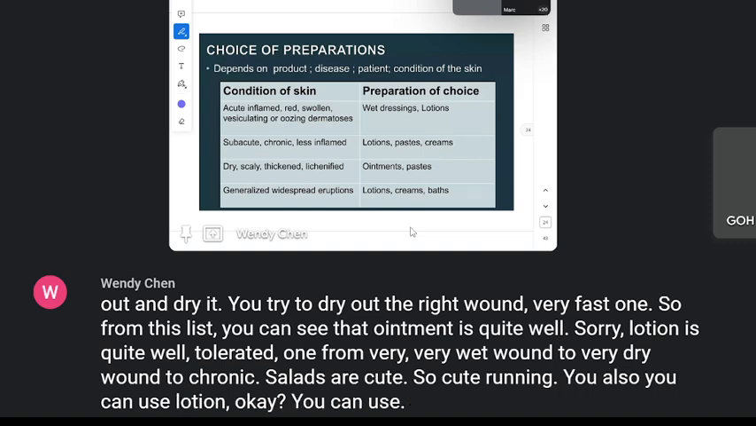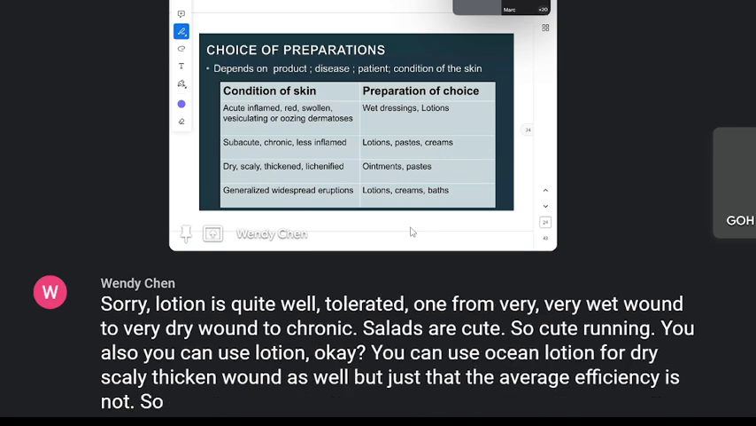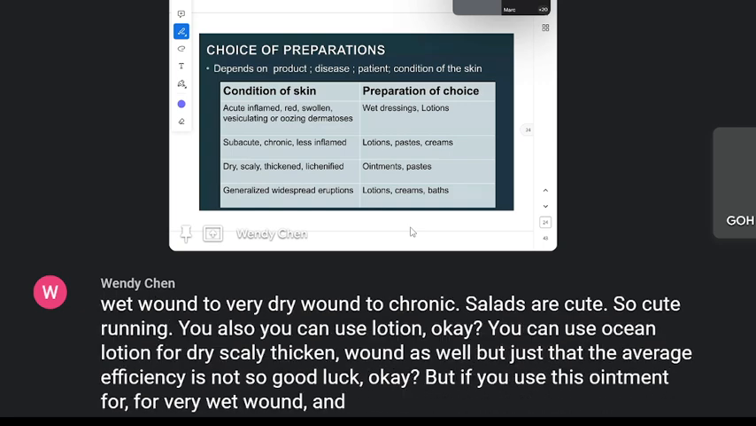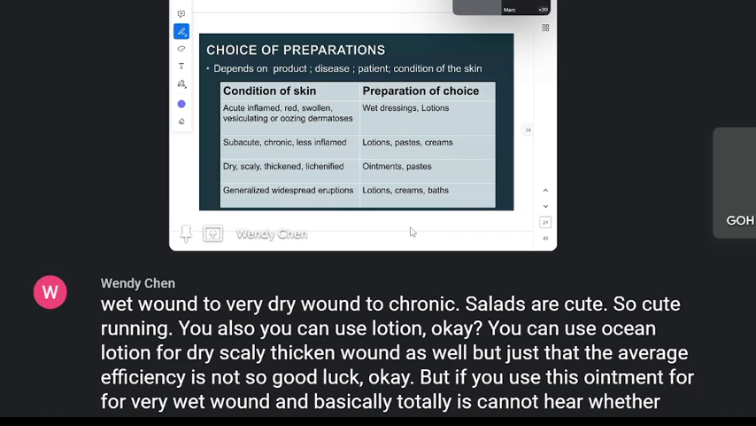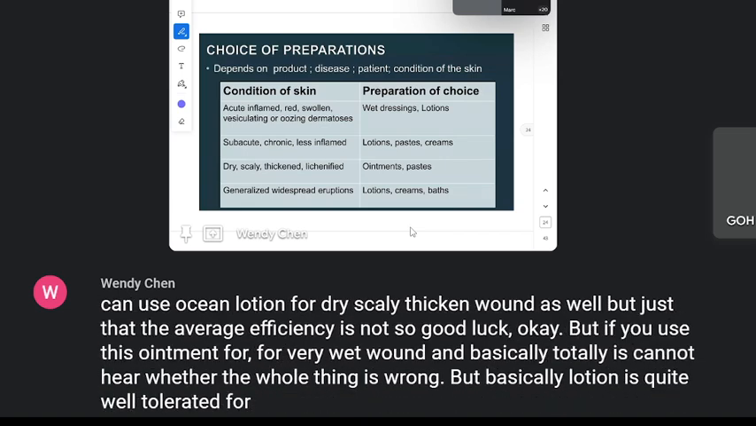You can use lotion for dry, scaly, thickened wound as well, but just that the efficiency is not so good. Okay, but if you use this ointment for very wet wound, then basically totally it cannot heal. The whole thing is wrong. But basically, lotion is quite well tolerated for any kind of wound.